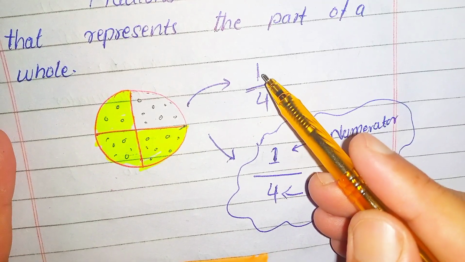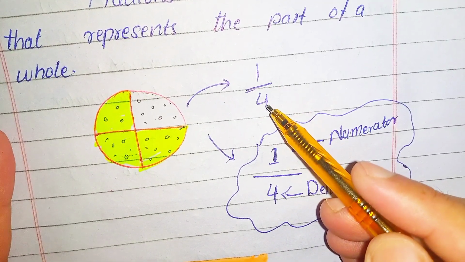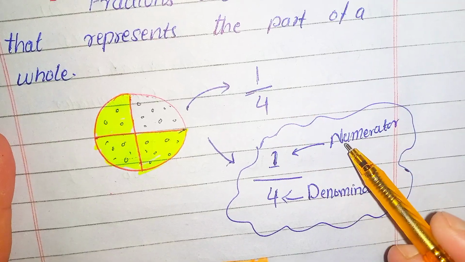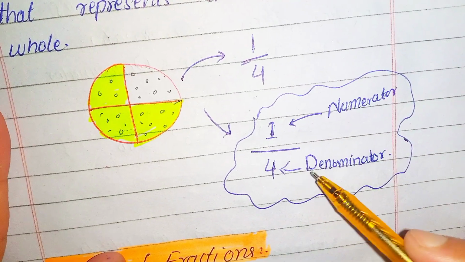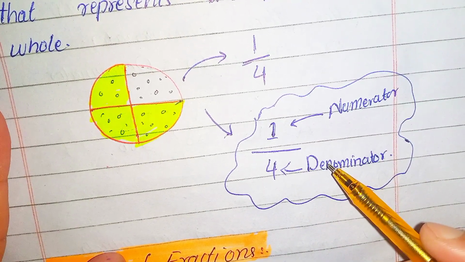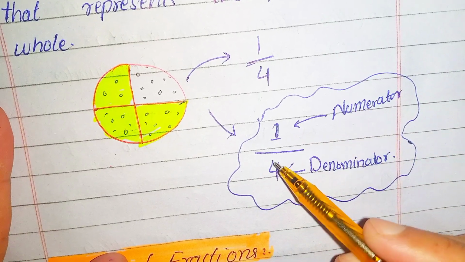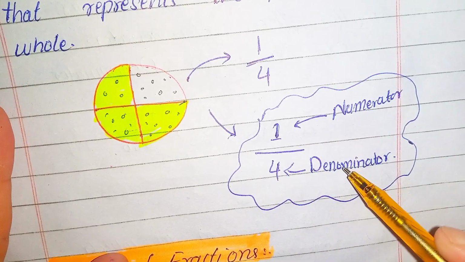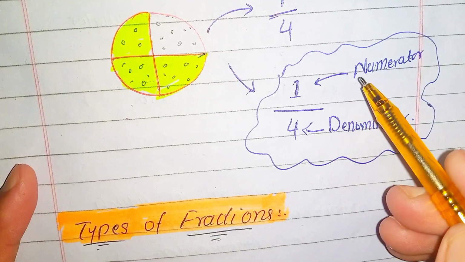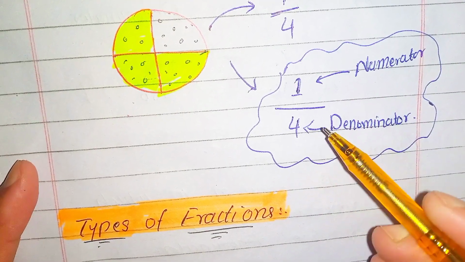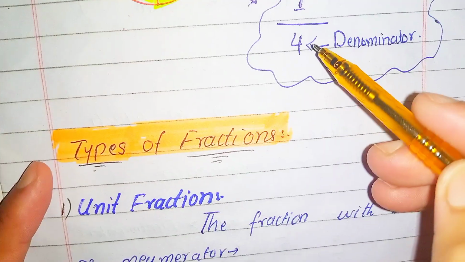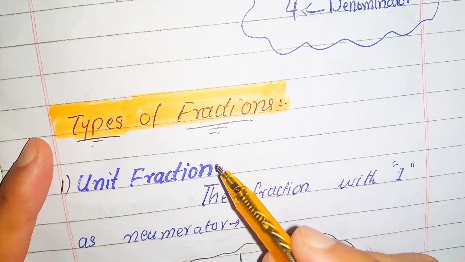There are two numbers. One is the upper number and the other is the lower number. The upper number is called the numerator and the lower number is called the denominator, right? The part which we have selected is called the numerator and the total parts are called the denominator, right? So on the basis of the numerator and the denominator, there are some types of fraction. So now we are discussing the types of fraction.